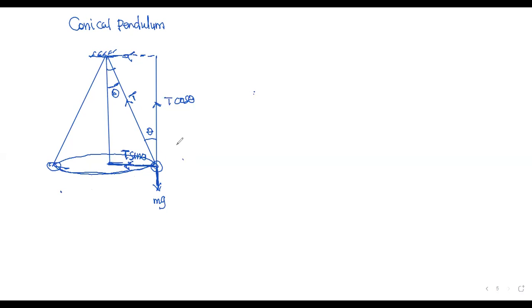So if we look at vertical equilibrium of forces, we have the T cos theta component balanced by the weight of the bulb, mg. We also have the T sine theta component being unbalanced, but due to its direction, we equate it to the centripetal force, which keeps the bulb in circular motion. So this is mv squared over r.